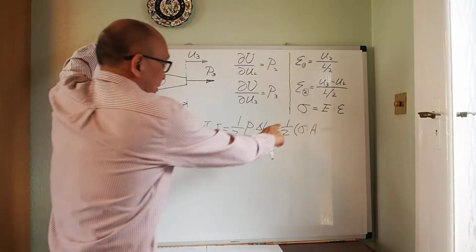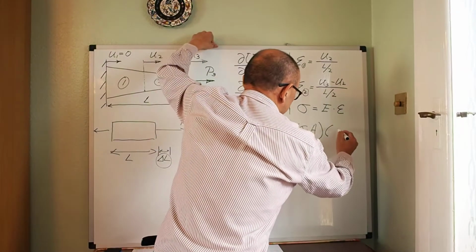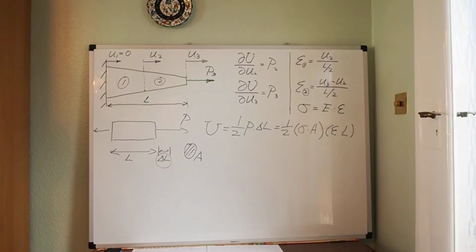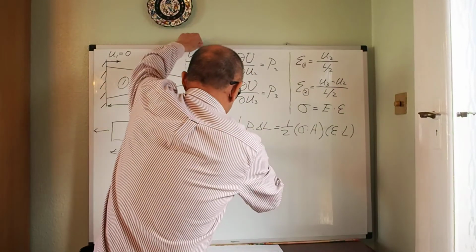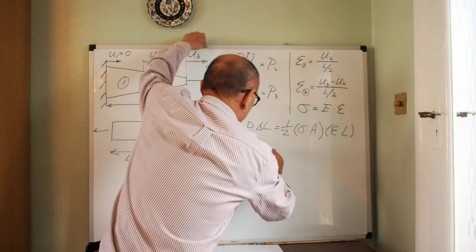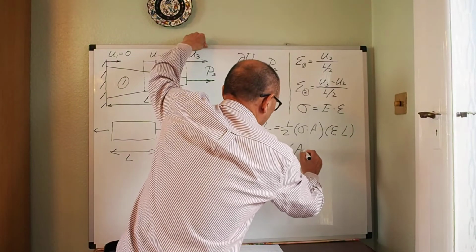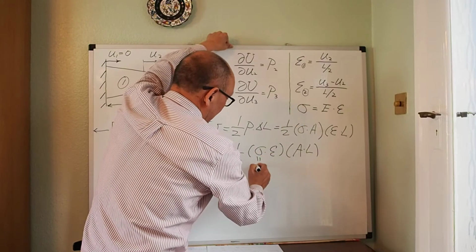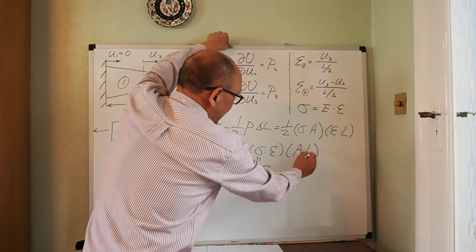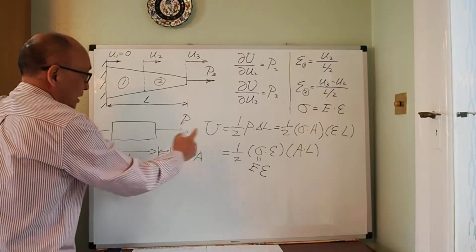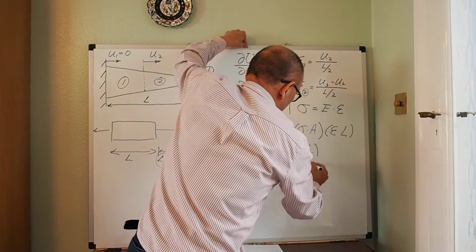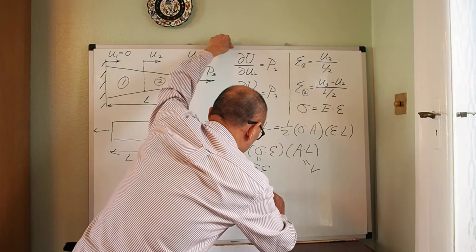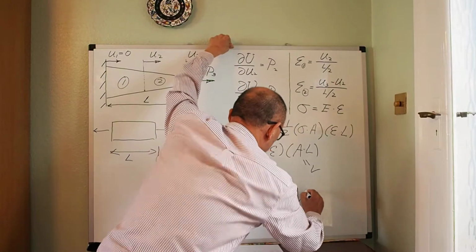And the change of length is strain times L, the length of the bar. Let me rearrange that: 1/2 stress times strain, times A times L. Then I can use Hooke's law: stress is Young's modulus times strain. A times L, cross-section area times length, is the volume of this material. So this ends up as 1/2 E strain squared times the volume of the material.